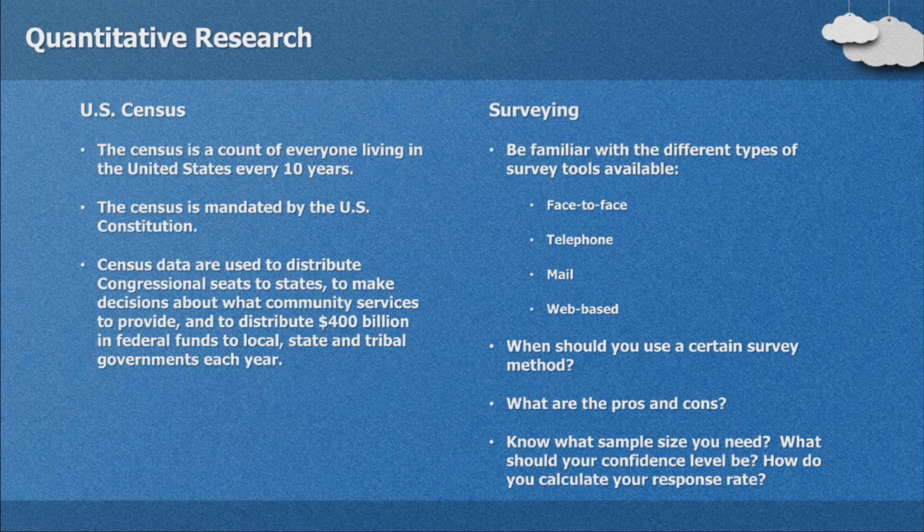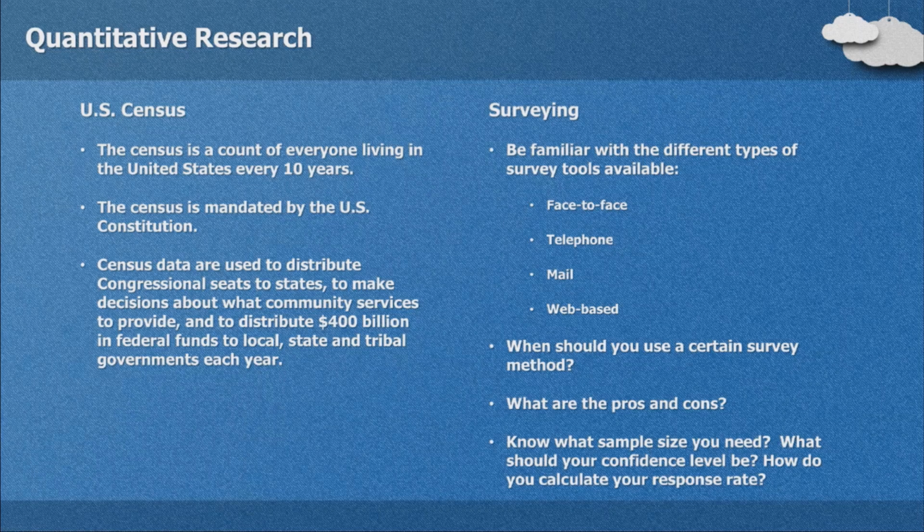Surveying, be familiar with the different types of survey methods: face-to-face, telephone, mail, web-based. Know when you should do a particular type of survey. What are the pros and cons of each one? Roughly sample size, how much would you need to have a sufficient confidence level? So if you're doing a plan for a neighborhood of 30,000 people, if you do a survey and get 40 responses, it probably isn't statistically significant.